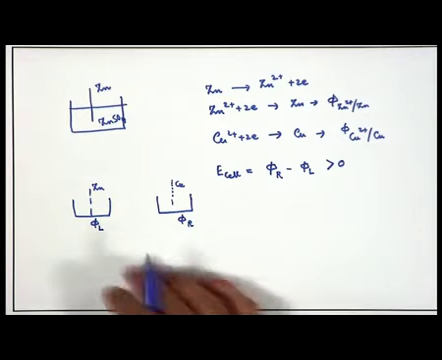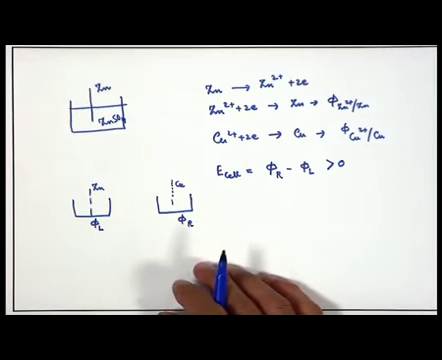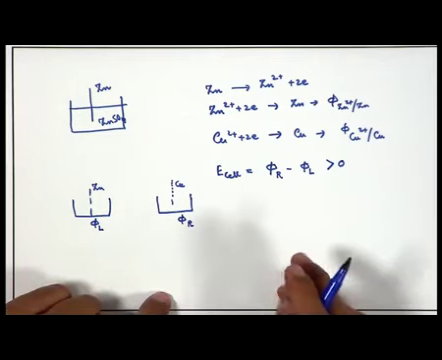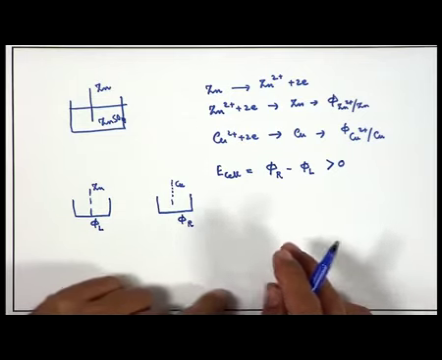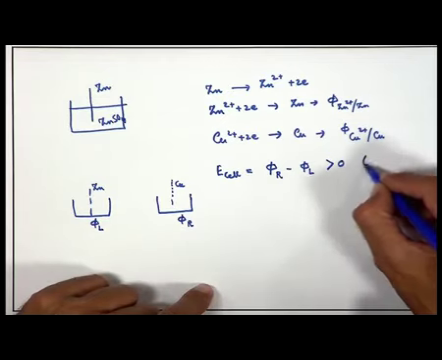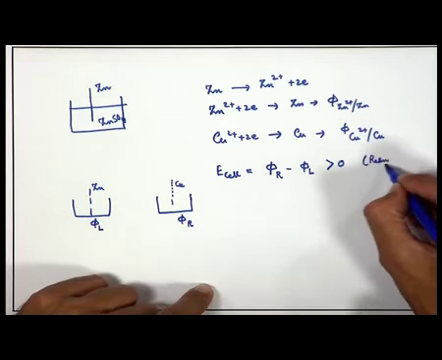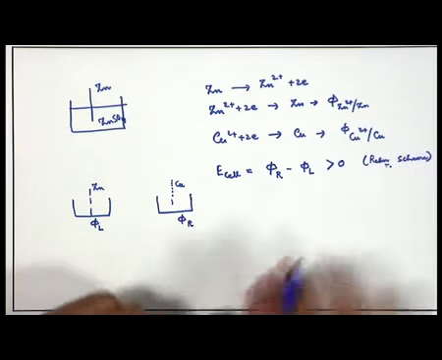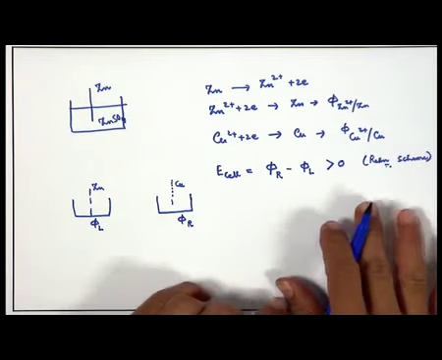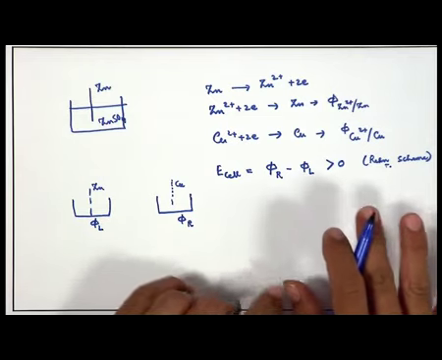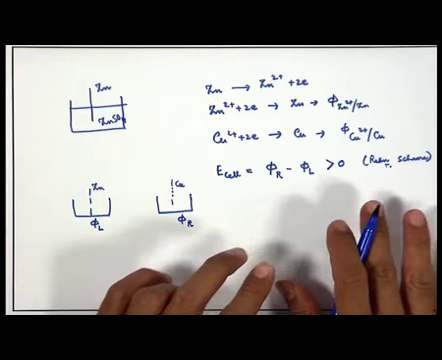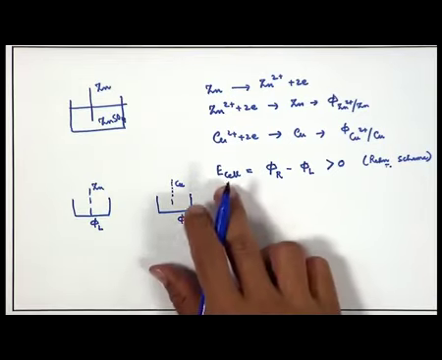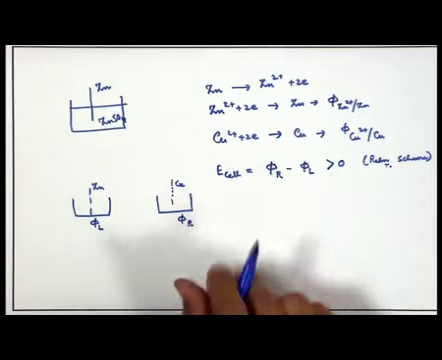So, what do we get out of it? It is in reduction scheme, that is, reduction potential scheme, using the reduction potential convention as prescribed by IUPAC. So, E cell is equal to phi right minus phi left.